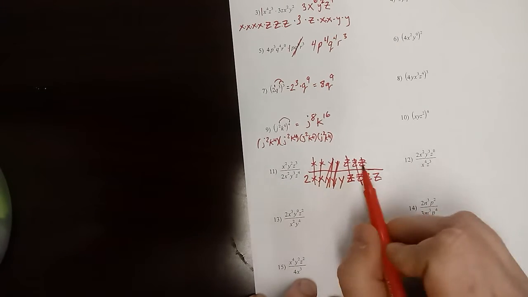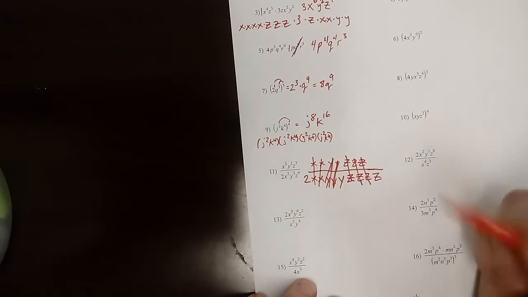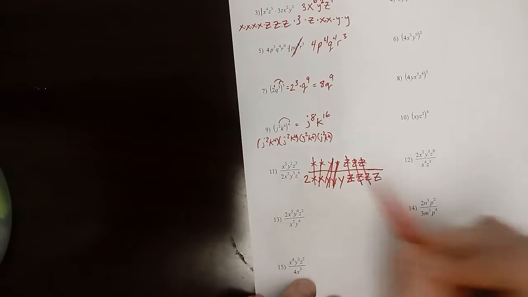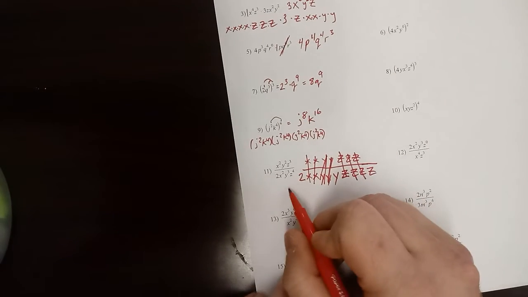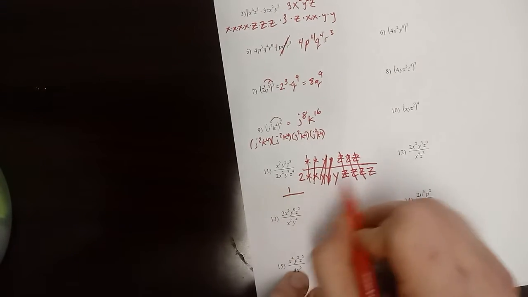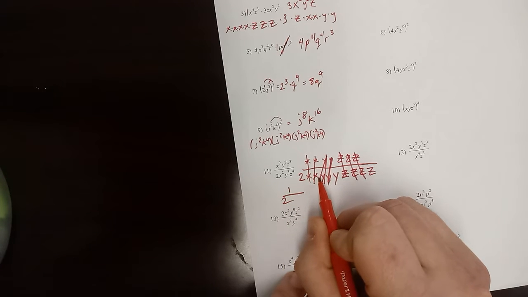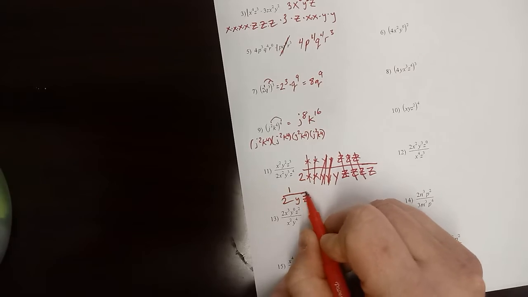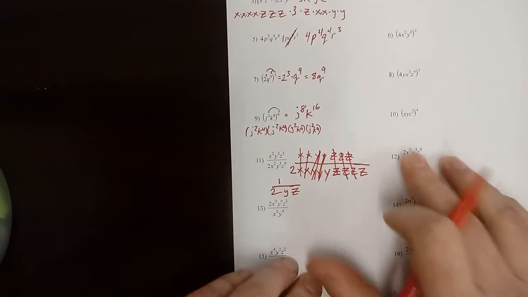But remember, all these x's and z's and y's that are canceling, they're turning into 1s. So we really have 1 times 1 times 1 times 1, a bunch of 1s on top, which is just 1. And on the bottom, we have a 2, a y, and a z. So that's the long way to do this.